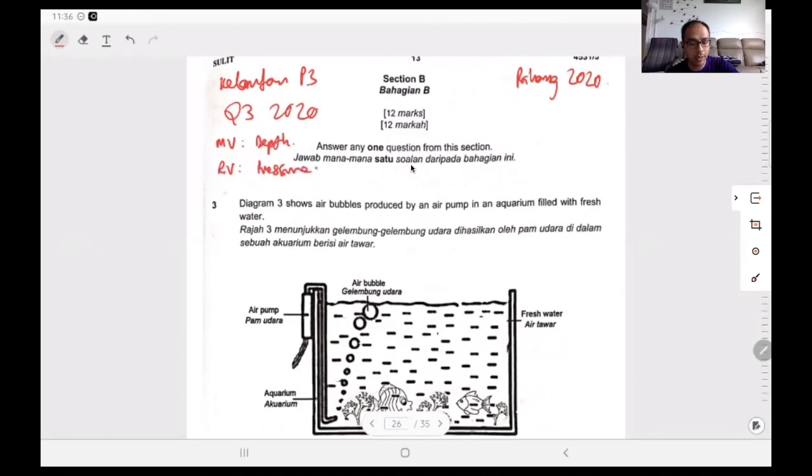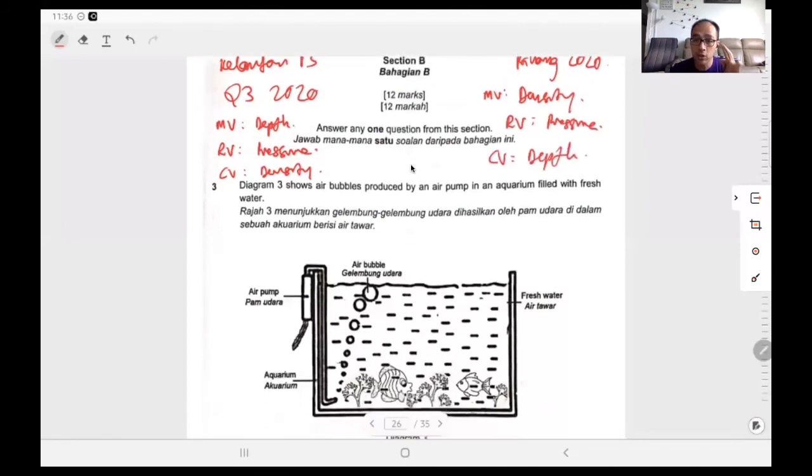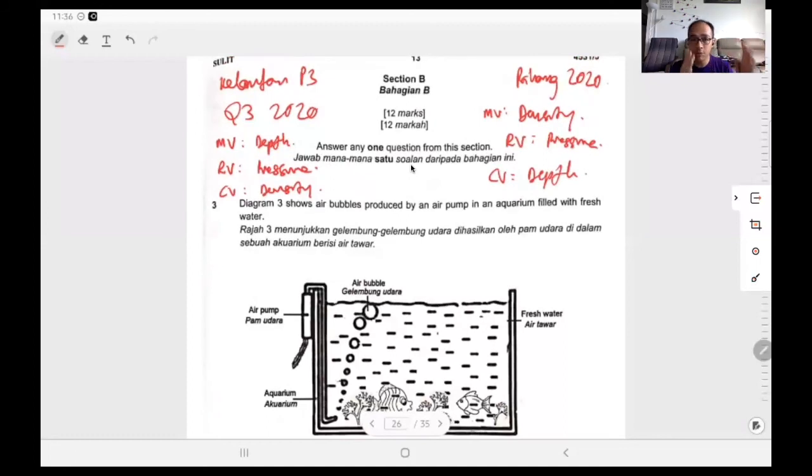And the constant variable is density. But in the Pahang paper, which you don't have because we haven't found it yet, but somebody has analyzed it, the manipulated variable is density. The responding variable is also the same, pressure. And the constant variable is depth. So I want you to learn these two experiments, as a beginning for this particular topic. Unfortunately, there is no sample in the SBT book.